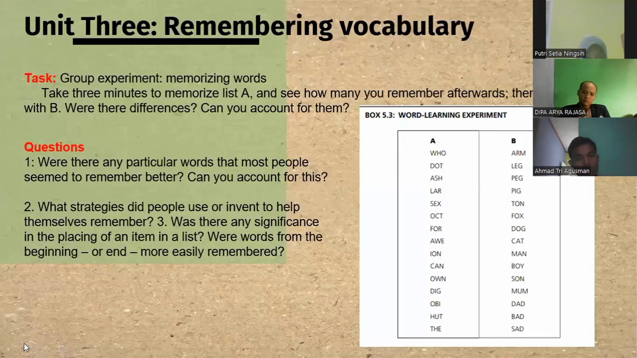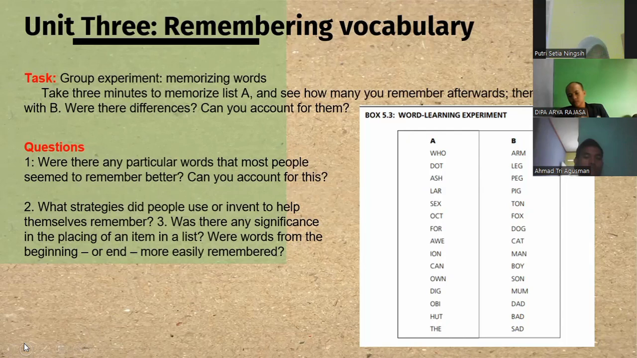The next is unit 3, remembering vocabulary. The task is a group experiment about memorizing words. Bentuk kegiatannya adalah take 3 minutes to memorize list A and see how many you remember afterwards. Then do the same with B, where the differences can you account for them. So we use box 5.3, as you can see on the screen, word learning experiment. There are A and B.